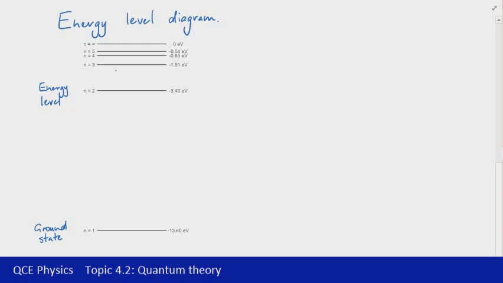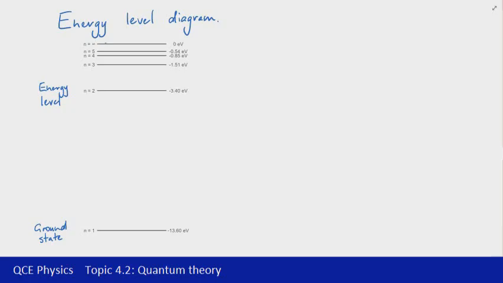Notice the top one is that n is equal to infinity. So that means between 5 and n is equal to infinity, we have an infinite number of energy levels, so they just keep getting closer and closer and closer together. We usually will only draw up to about 5 or 6 on an energy level diagram. After that, the differences between them are quite small and not really worth representing.